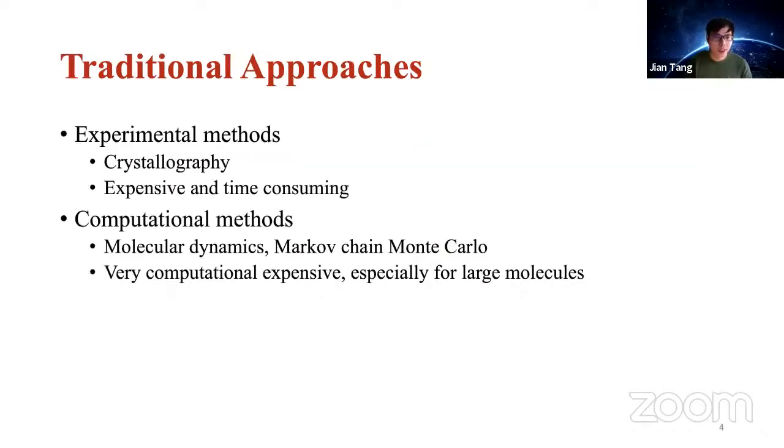Traditionally, this is usually done by experiments. For example, we can use methods like crystallography to figure out the conformations of the molecules. However, the experimental methods are very expensive and time-consuming. In recent years, we see huge interest in computational methods, for example, methods based on traditional molecular dynamics and Markov chain Monte Carlo. Computational methods are definitely more efficient than experimental methods. However, they are still very computationally expensive, especially for very large molecules.